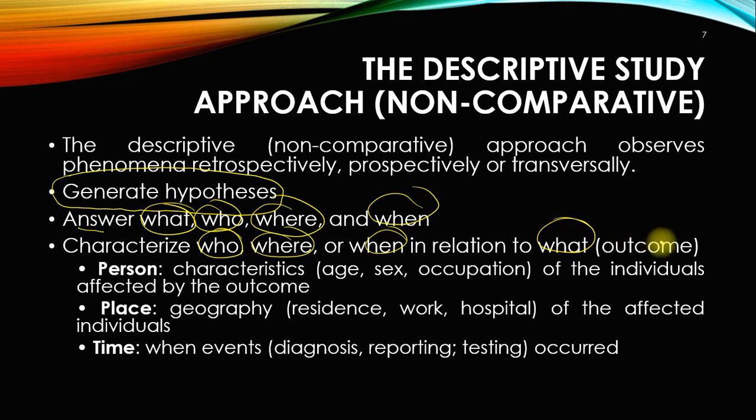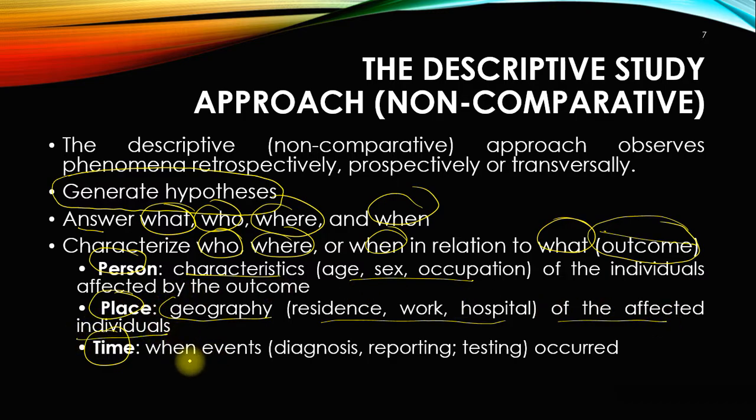Here, what means the outcome. What is the outcome of the drug treatment? Who means persons, where means place, and when means time. Persons: characteristics such as age, sex, and occupation of the individuals affected by the outcome. Place: geography, that is residence, work, or hospital of the affected individuals. And when: when events such as diagnosis, reporting, and testing occurred. So all that information is characterized in relation to the outcome.